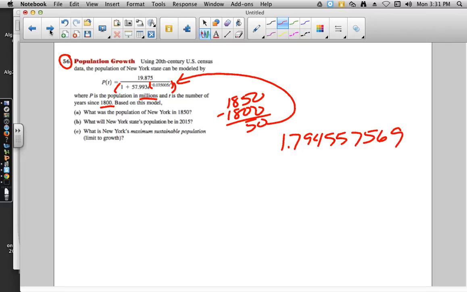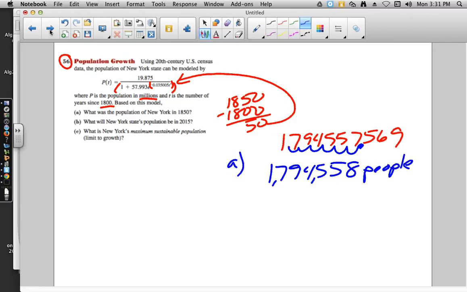And that was 1.794557569. But remember, this was in millions, and millions gives us 6 decimal places. So 1, 2, 3, 4, 5, 6. That's where our real decimal would go. 1,794,557, and we would round up to 8. So 1,794,558 people for A. For B, what will New York State's population be in 2015?